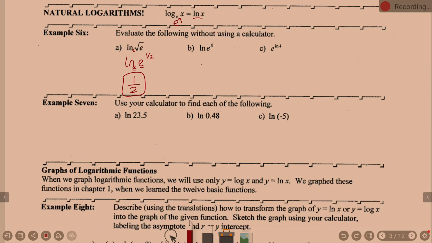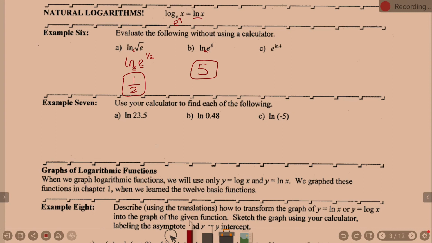What about B? Natural log of E to the 5th. 5, because what is the base of natural log again? E. And what do you notice? The base matches the inside, and so it's equal to the exponent, which is 5.